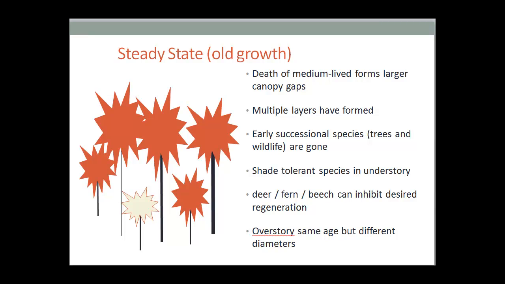Shade-tolerant species tend to dominate in the understory. This could be both desirable or undesirable shade-tolerant species. And we have the potential that deer and fern and beech and other species are going to be present in sufficient number and abundance that they will inhibit our desired reproduction. The overstory trees will all have the same age, but will have different diameters reflecting variation in growth.